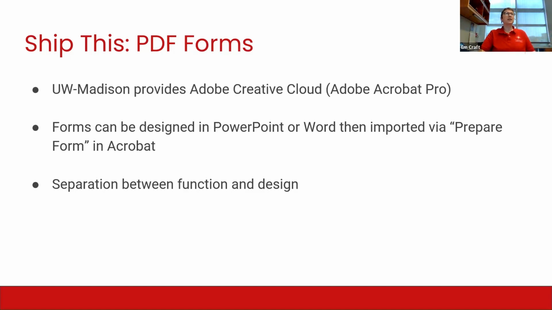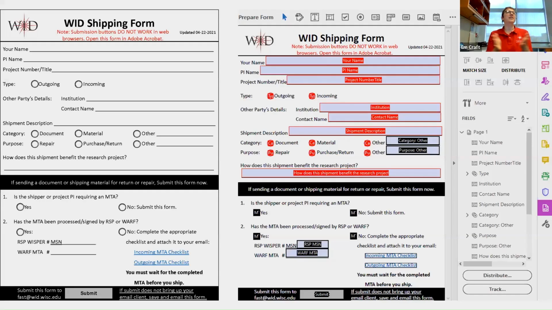The primary use cases for us are things that need to be laid out in a specific way in one page. We design our forms in PowerPoint or Word and then just import them right into Acrobat. But this allows us to really separate function and design. So the first thing that you notice on this example is we can have branding on it. It can look however we want it. We can design the layout. We can have our logos.